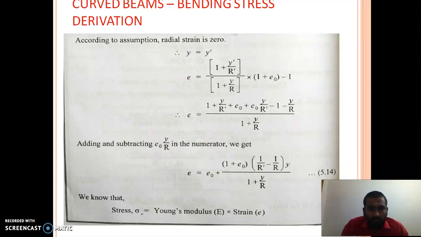Before going into that, we are making one more assumption. We are assuming radial strain is 0. Since the radial strain is 0, the Y distance will remain as Y even after deformation. So we have substituted that. After substituting and taking LCM, you will get the third equation, and after adding and subtracting E0 Y by R in the numerator and simplifying, you have to take the equal terms outside and simplify it. You will get the strain term as E0 plus (1 plus E0) into (1 by R dash minus 1 by R) into Y, divided by 1 plus Y by R.